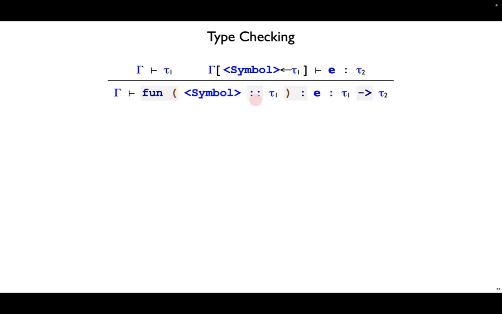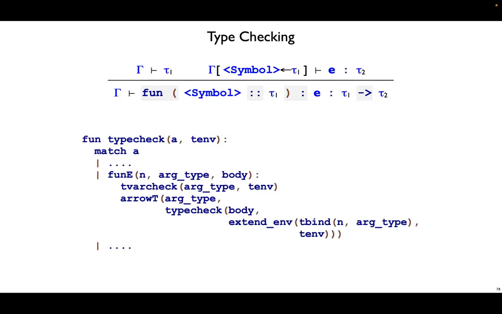Or we said that a function was well typed as long as the body was well typed, assuming the argument. Now that we've added let type to the language, we have one more premise to check. We need to know that that function argument type tau1 is valid in the current environment. In our implementation, that means we need to add one more line to the case for fun. Before we go to type check the function body, do a tvar check, and then proceed as before.